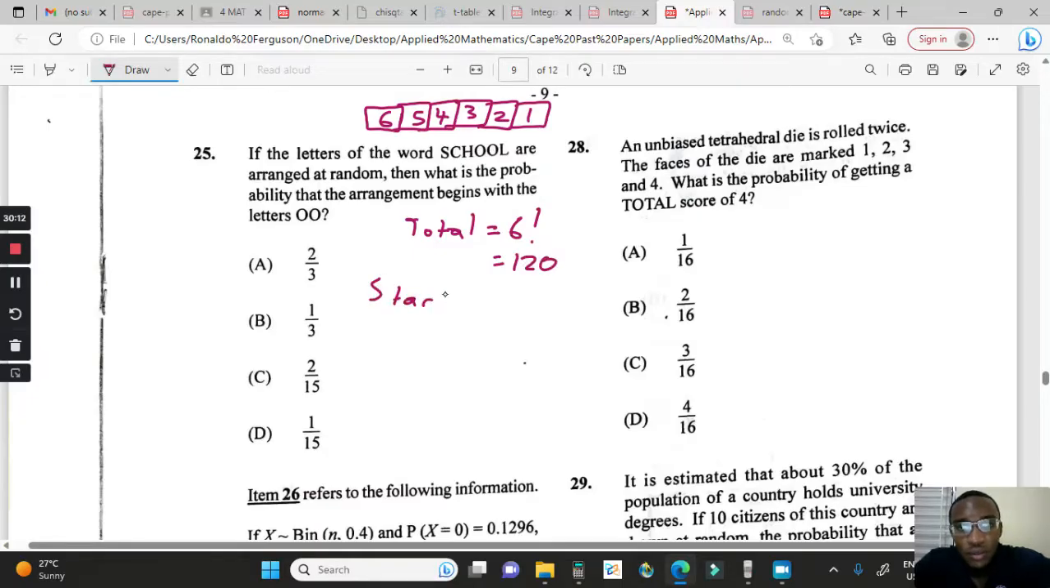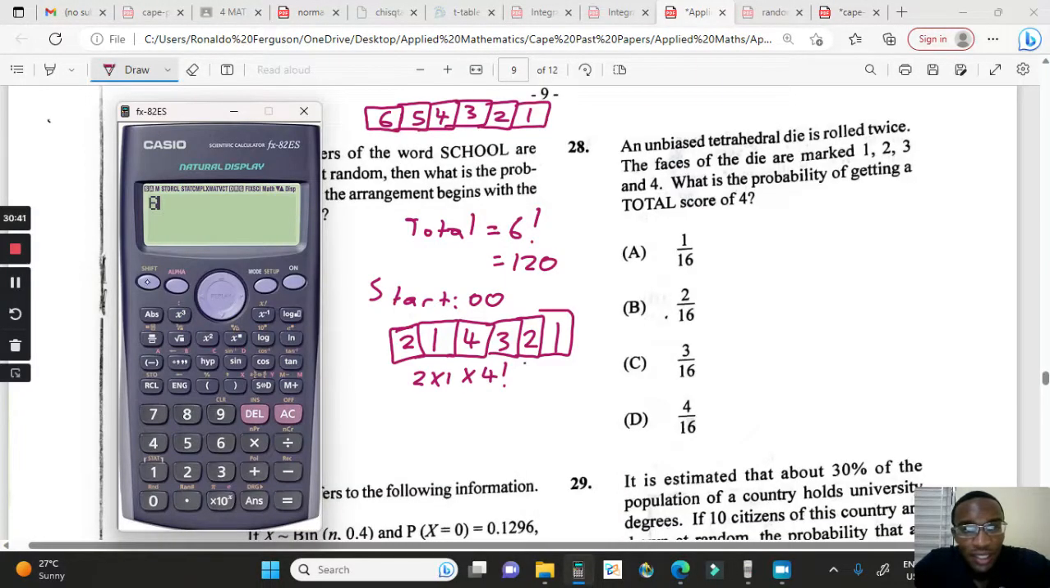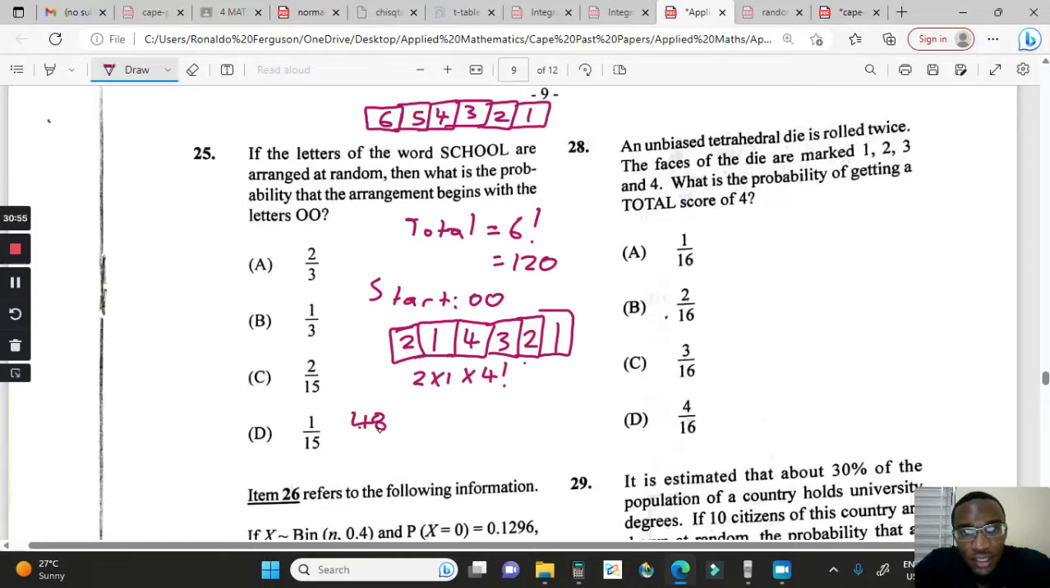Now, to start with O and O, one of the O's must be at the front, then the next O right here. Then any of the other four letters can come here: any one of the four, any one of the three, any one of the two, and the last letter here. This is 2 times 4 factorial. If you don't want to work it out, you can just put it in a calculator. 6 factorial is 120. 2 times 4 factorial is 48. So the answer is 48 divided by 120.